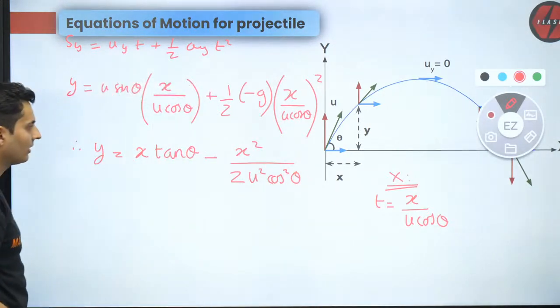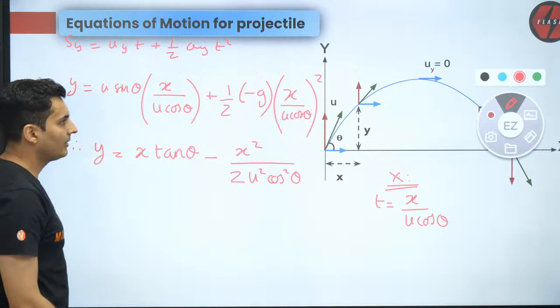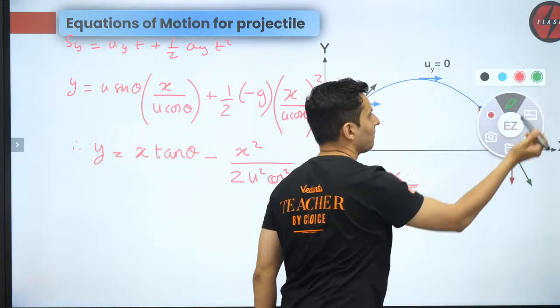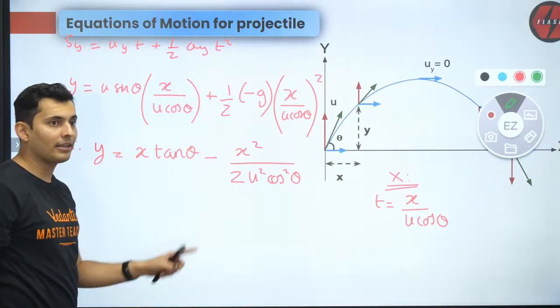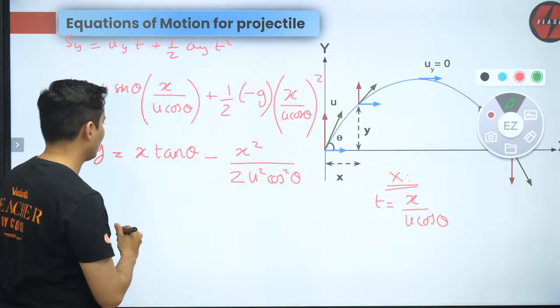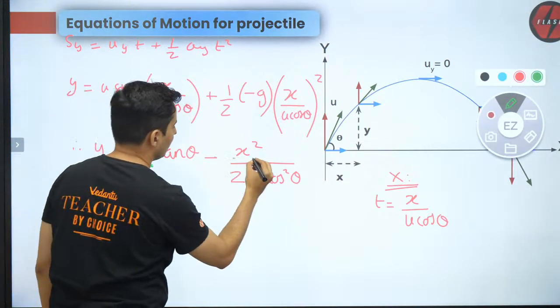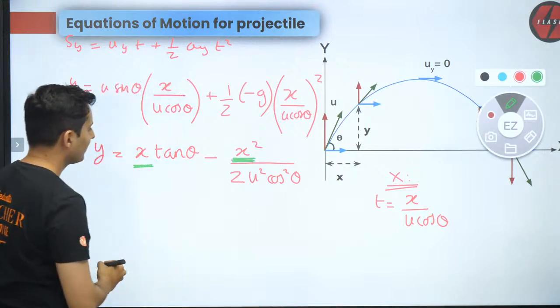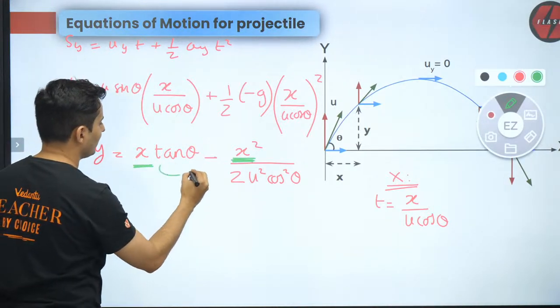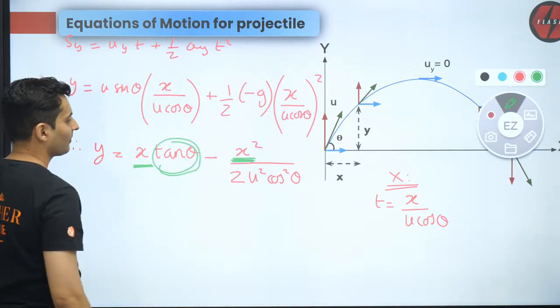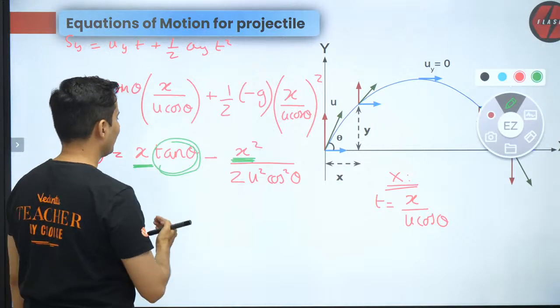You can see that this equation is a quadratic equation. Look at this. There is an x term here. There is an x squared term here. And there are some constants over here. Right? You can see that.